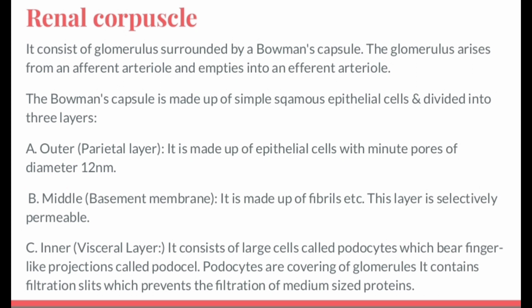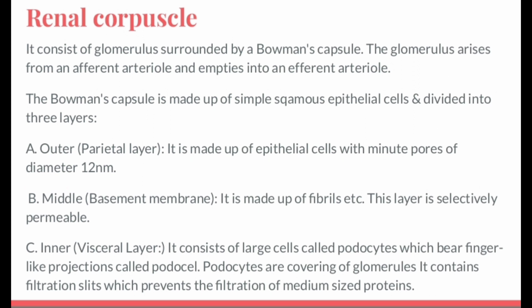Renal corpuscle. It consists of the glomerulus surrounded by a Bowman's capsule. The glomerulus arises from an afferent arteriole and empties into an efferent arteriole. The Bowman's capsule is made up of simple squamous epithelial cells and divided into three layers: outer, middle and inner. Outer. It is made up of epithelial cells with minute pores of diameter 22 nanometers. Middle. It is made up of fibrils. This layer is selectively permeable.